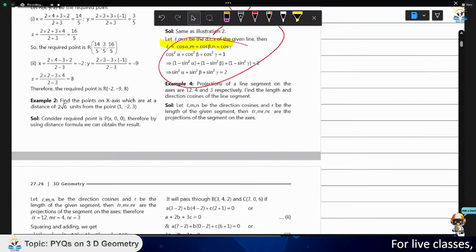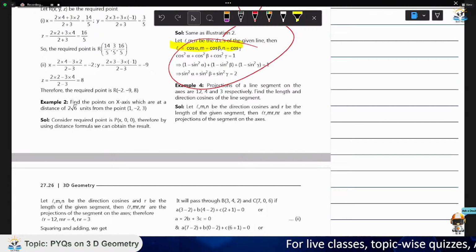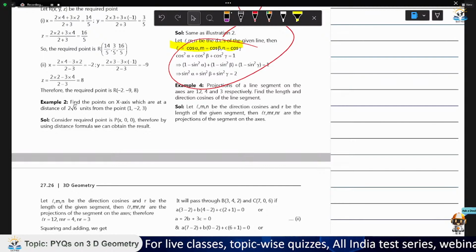Moving towards the next question, we have: projections of a line segment on the axes are these. Find the length and the direction cosines. Okay, so these are the direction cosines of the line segment. Let's read the solution. The solution says, let L, M, N be the direction cosines and R be the length of the given segment. Okay, so what we know, these are the projections.